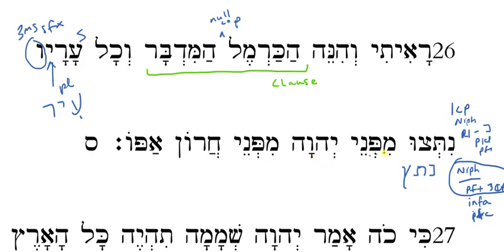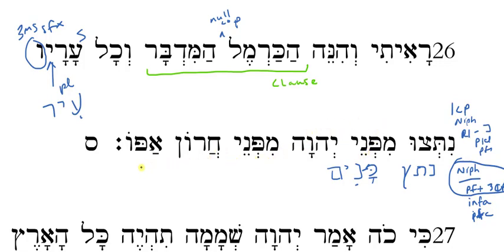Mipnei Adonai, from the face of Yahweh. Okay, remember this is panim, which means face, and in the construct it becomes pnei. So the face of, it's always plural. So you don't need to make it plural in your English translation. It's plural in form, singular in idea. And from the face of Yahweh is to say from before him.